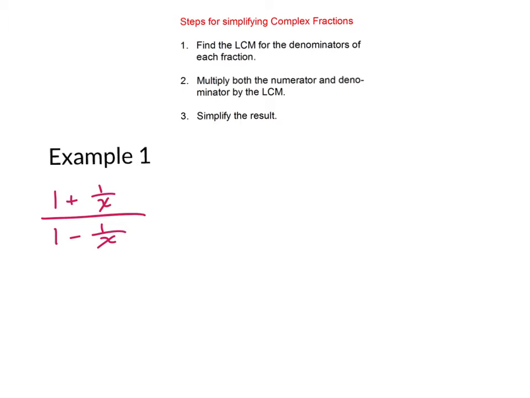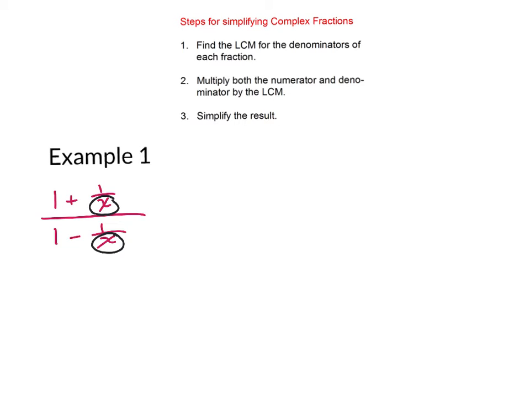So what you want to do is find the least common multiple for the denominators of each fraction. So let's take a look at what our denominators are in this case. On the top, the fraction has a denominator of x, and on the bottom, it also happens to have a denominator of x. So this is going to be a simpler problem because the denominators are the same. So that's what we're going to multiply by, because multiplication will undo that division.